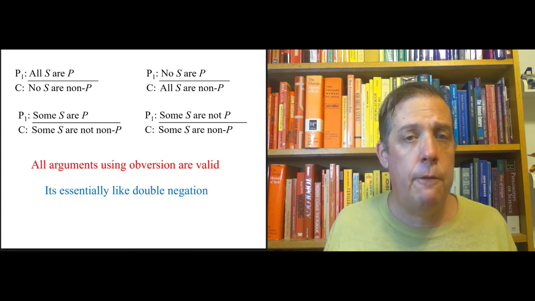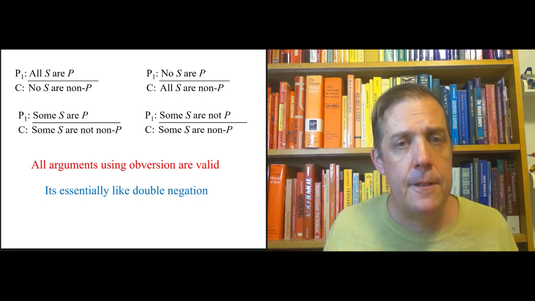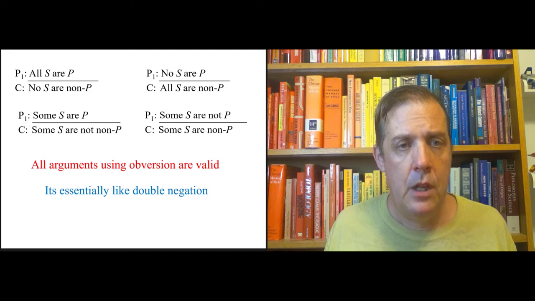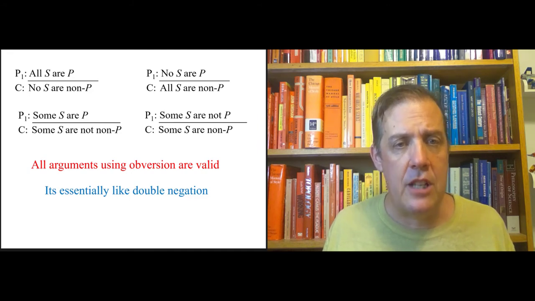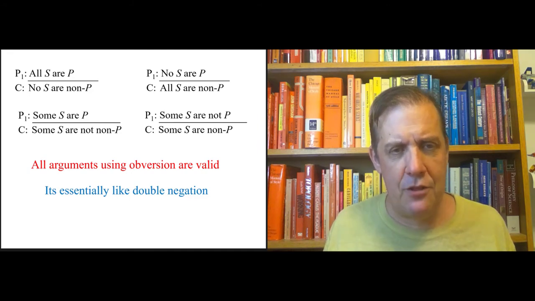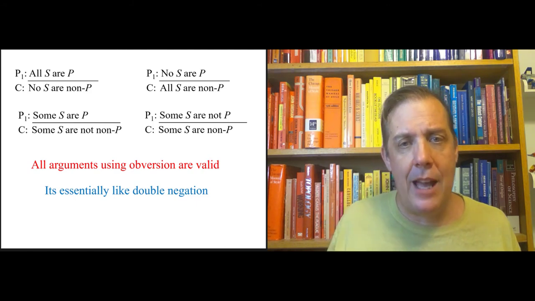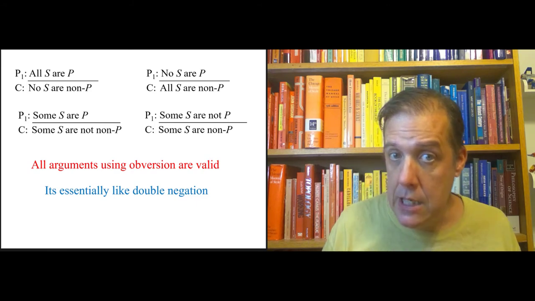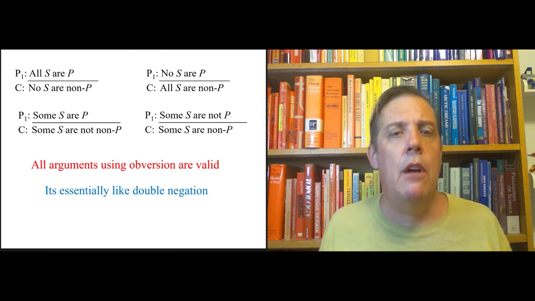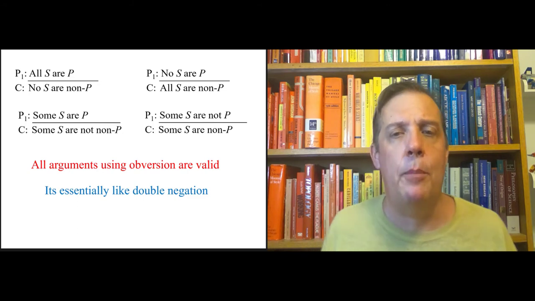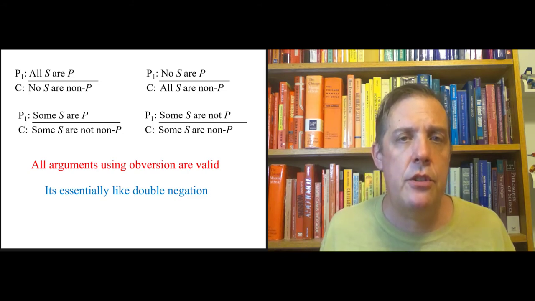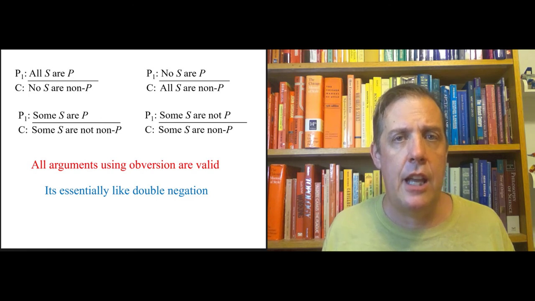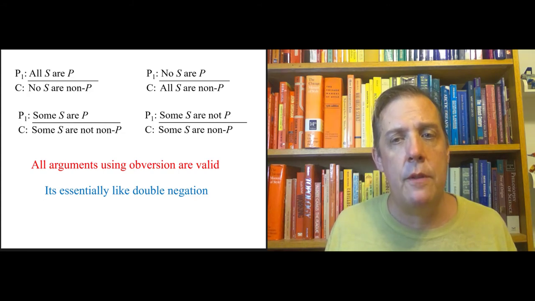No S are P, therefore all S are non-P. That is a valid argument. Some S are P, therefore some S are not non-P. That's awkward, but it's valid. Some S are not P, therefore some S are non-P. It's valid. So essentially what we're doing here is a kind of double negation. When you change the quality, it's a negation, but taking the complement of the predicate is also a kind of negation. So this kind of argument is always valid.